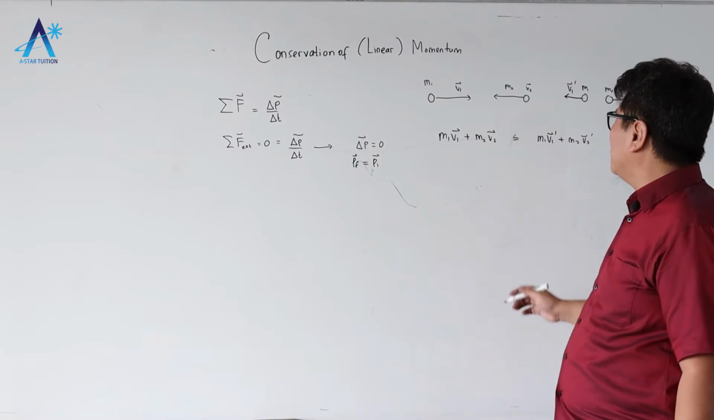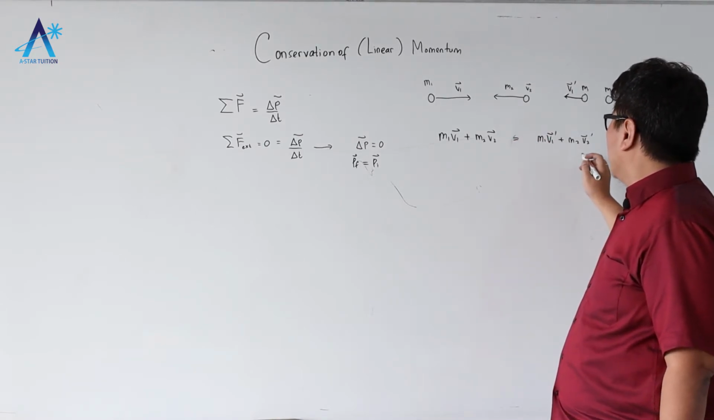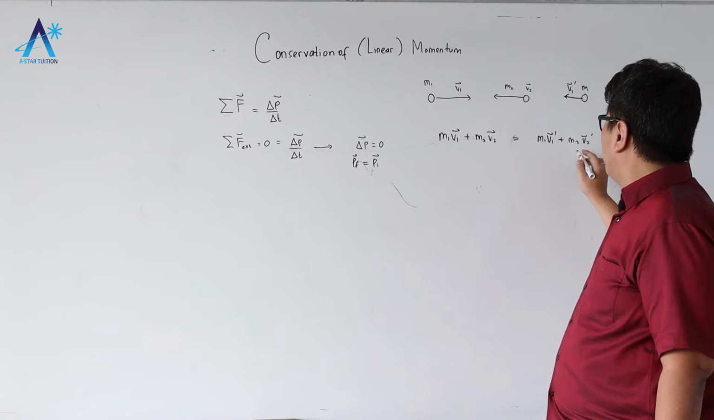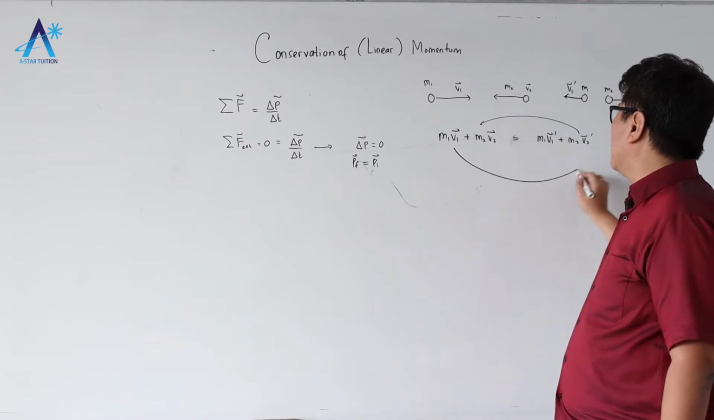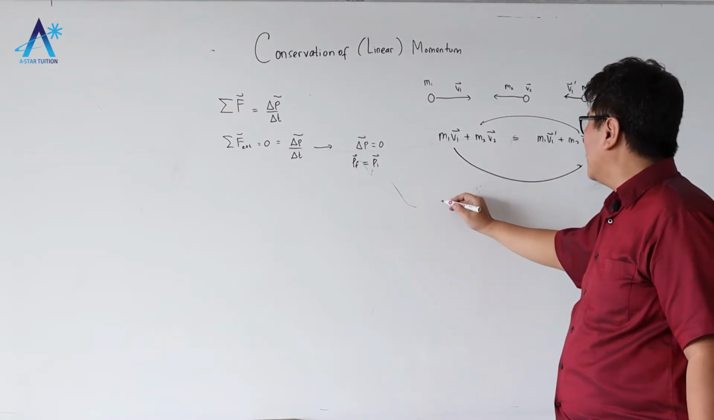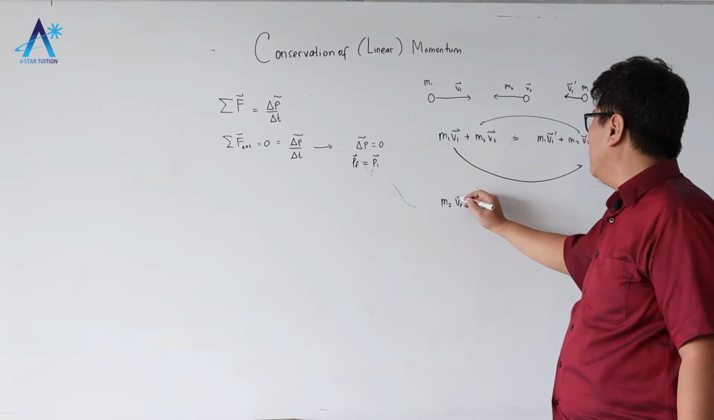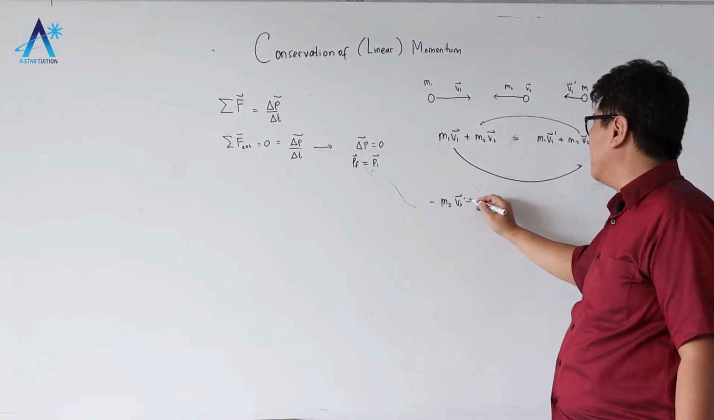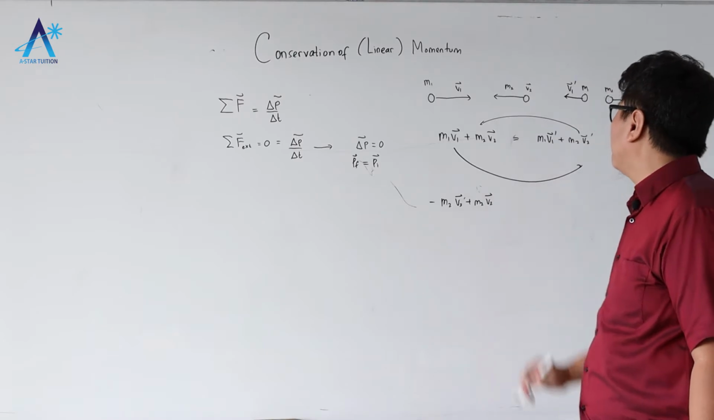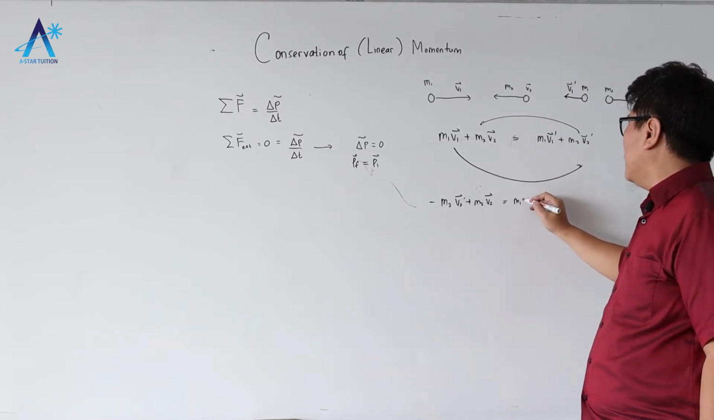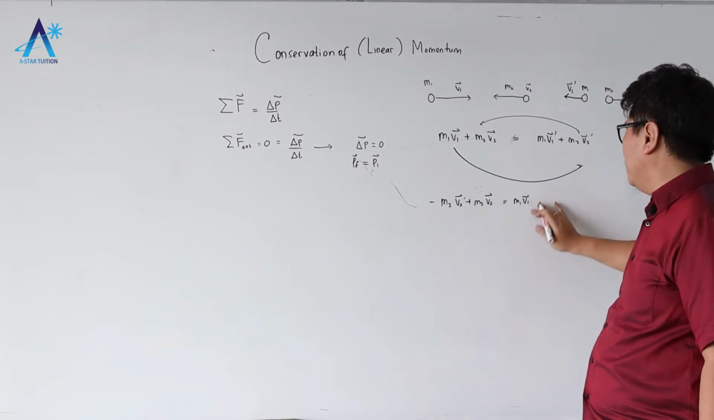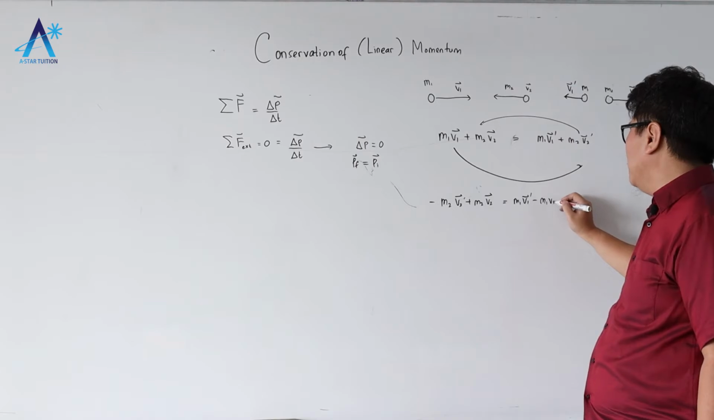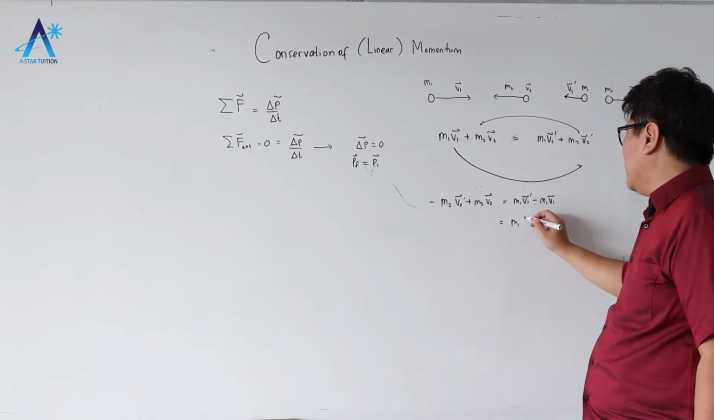Now, let's do some algebra here. I'm going to move m2 v2 to the left hand side, and move m1 v1 to the right hand side, and I wind up with m2 v2 prime minus m2 v2 equals m1 v1 minus m1 v1 prime, which is minus m1 times (v1 prime minus v1).